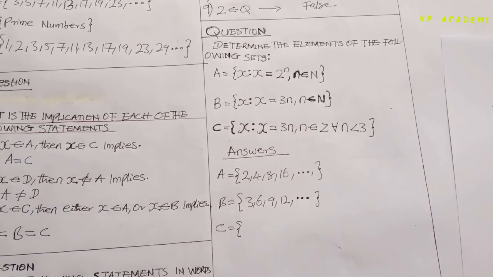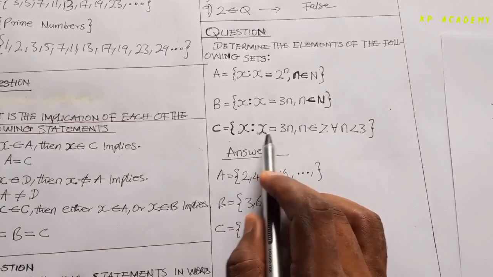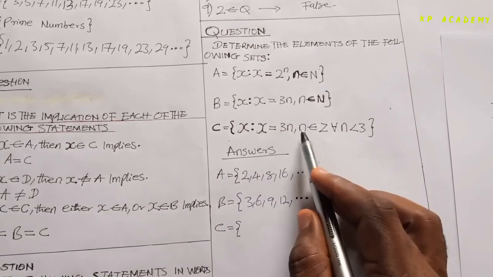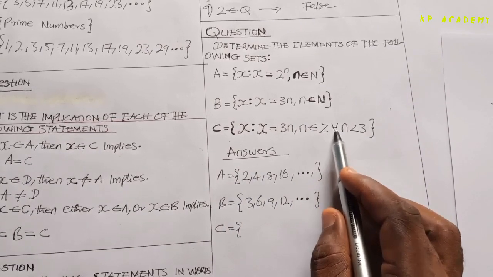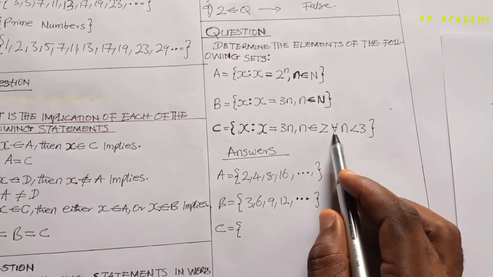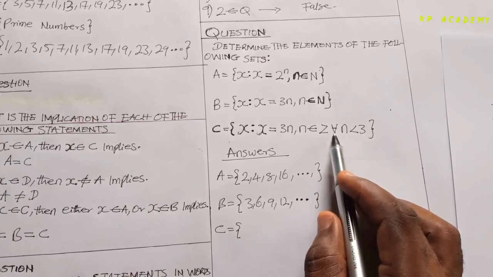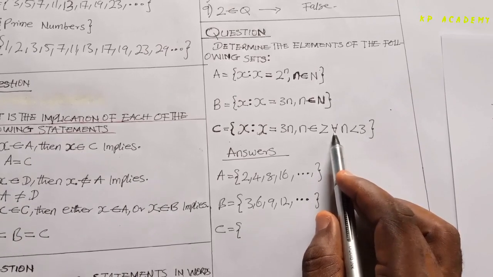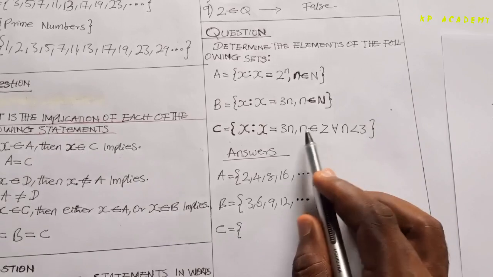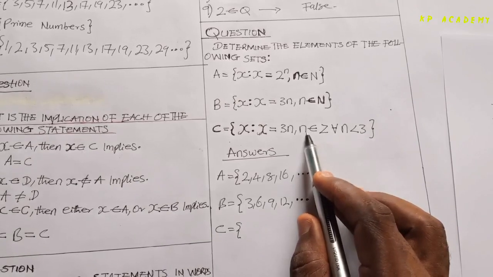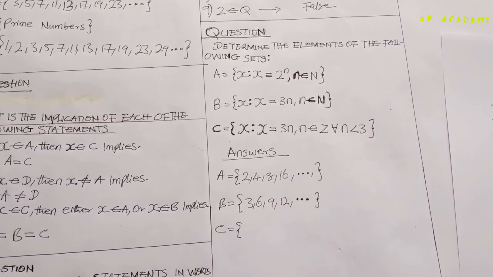Next one, C. Now set C is read this way: set of X such that X is equal to 3n, and n is an element of Z. Of course, Z here means integers. And this thing that looks like an A that is upside down is read as and, A-N-D. Now, and n is less than 3. So in this case, n no longer means natural number here. n means integer here. Now, what does integer mean?